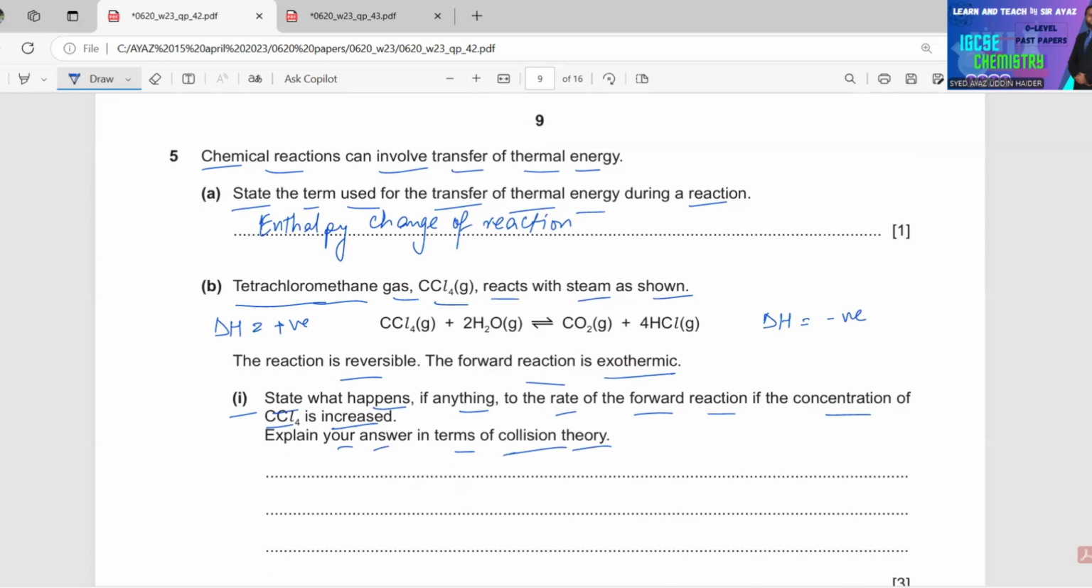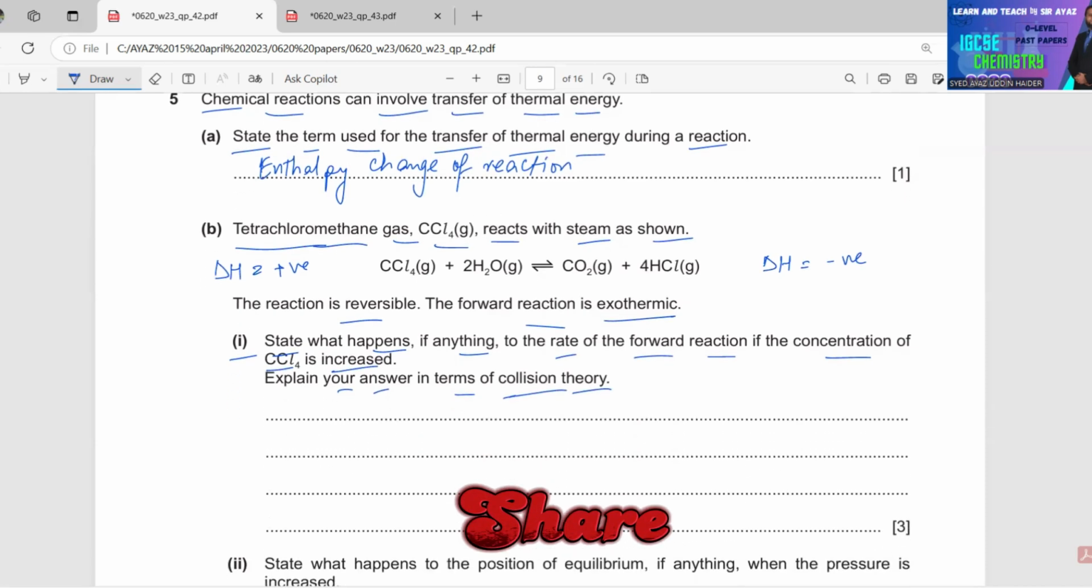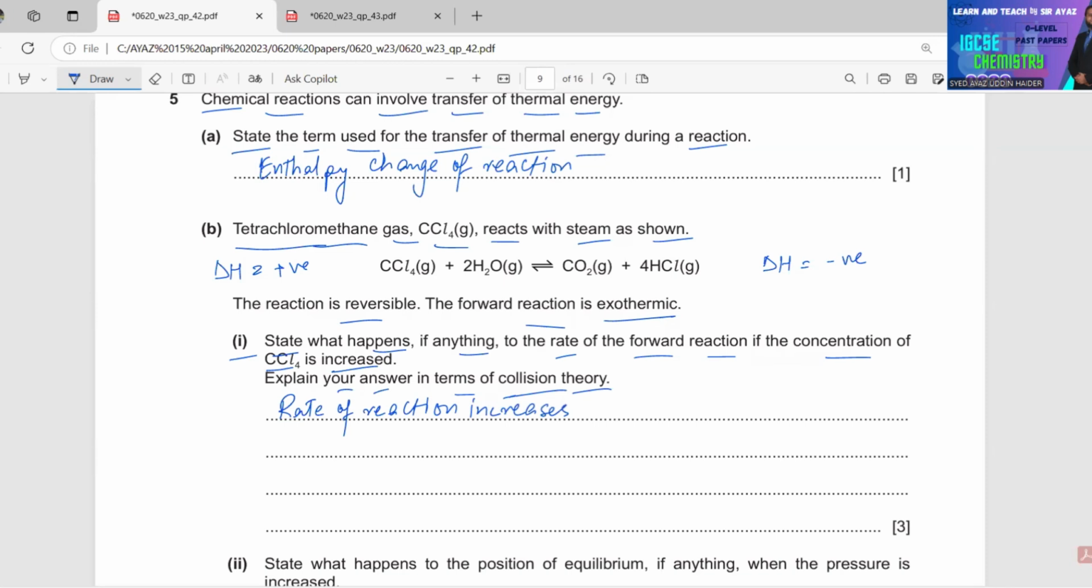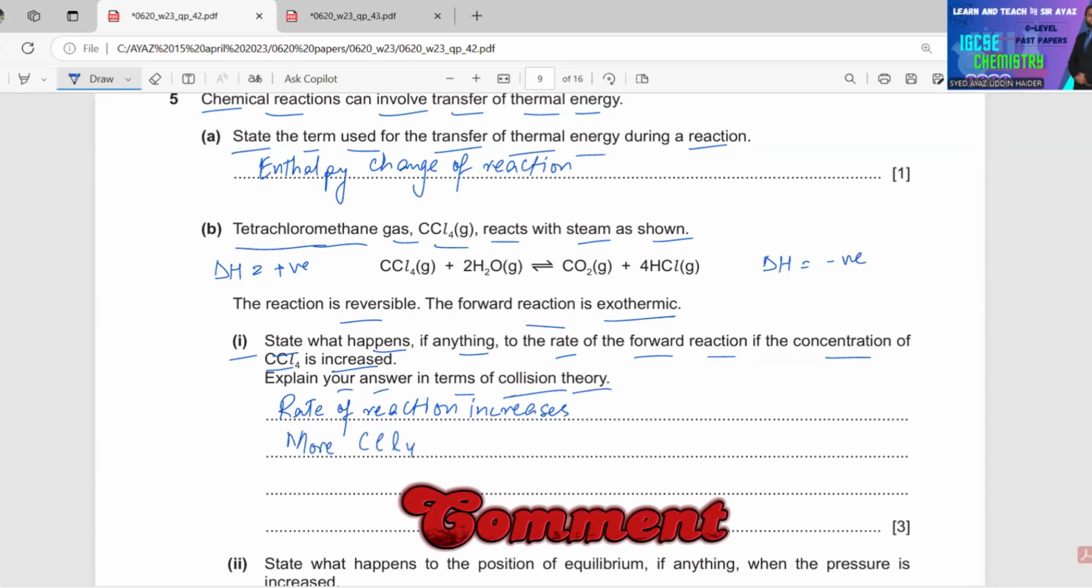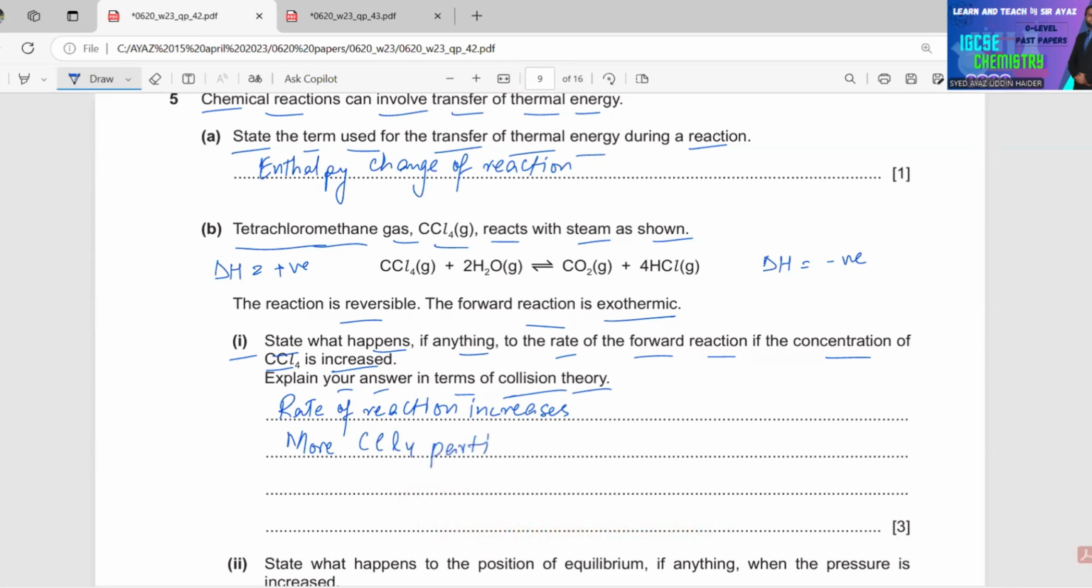Now you are increasing the concentration of CCl4, definitely the rate of reaction increases. So this will be the first statement: rate of reaction increases. Now you have to explain it in terms of collision theory. So you will have more CCl4 particles per unit volume.